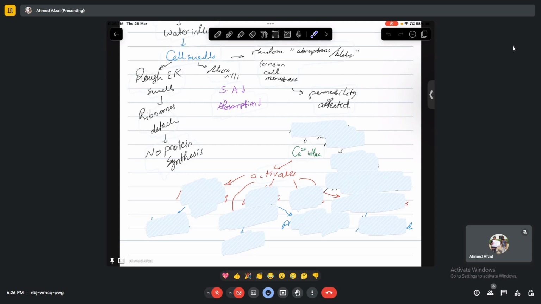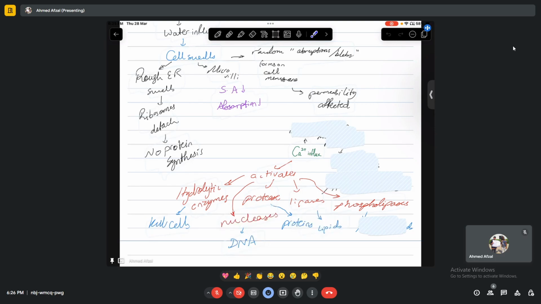Any other examples? Lipase, protease, nuclease. Right? So all of these are hydrolytic enzymes: proteases, lipases, phospholipases, and endonucleases. Where's that mentioned? It must be written somewhere, anyway. So what do they do? They basically disrupt everything in the cell. They destroy whatever is in their path.